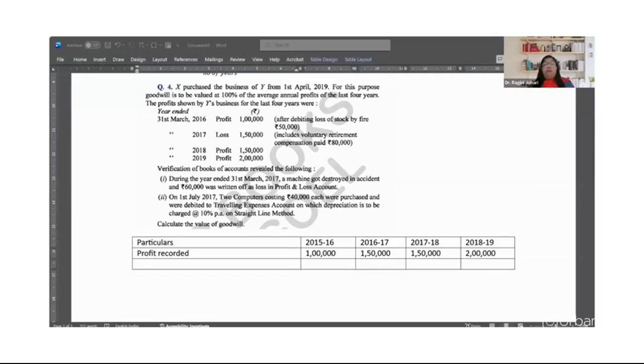So we start with the first one, that is the year ending 2016. It says after debiting loss of stock by fire. Fire is what? This is an abnormal loss, right? So abnormal loss is always added, which is 50,000.